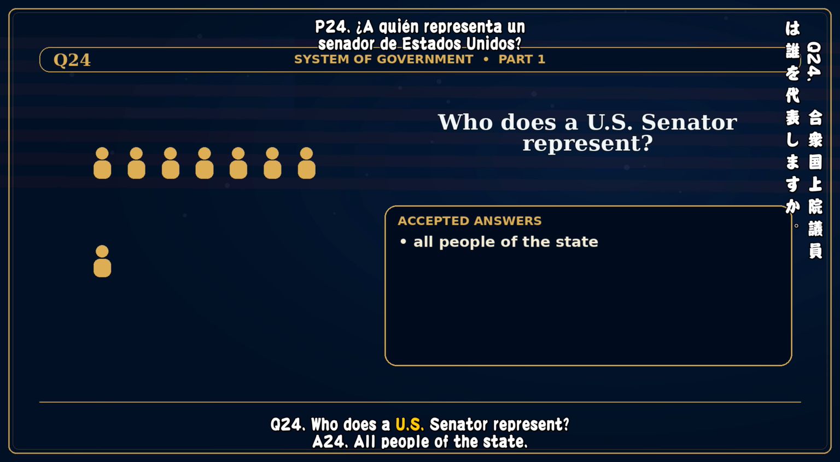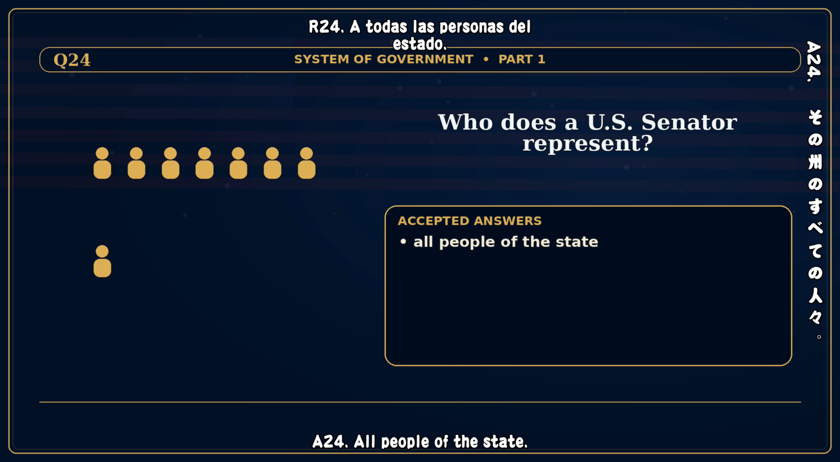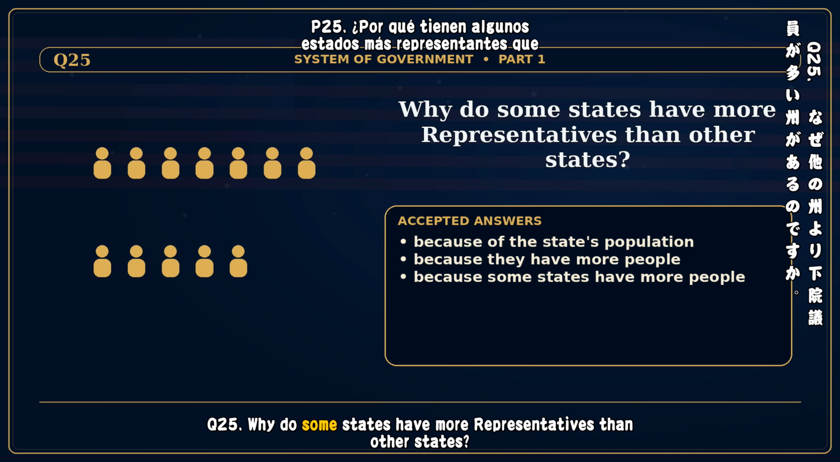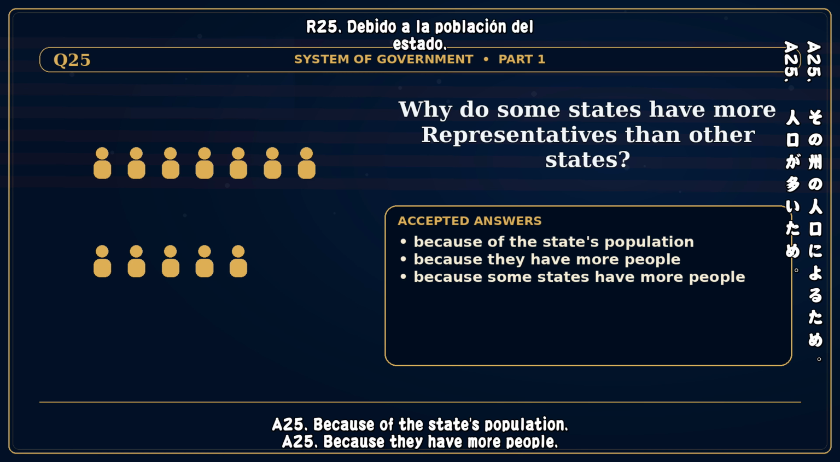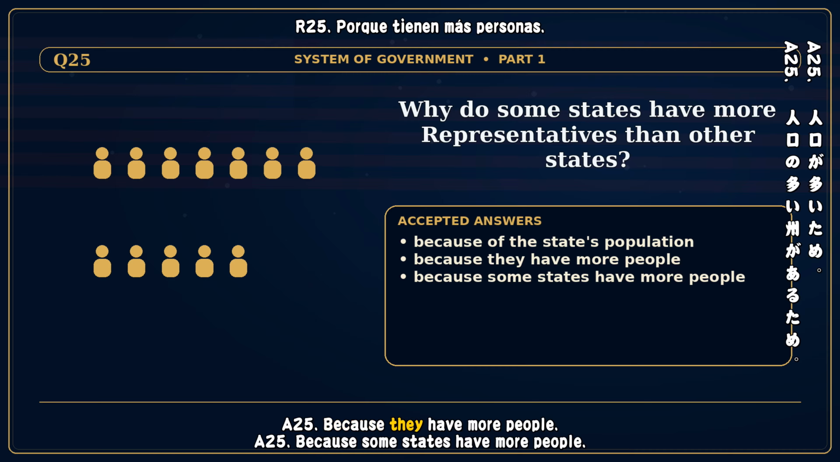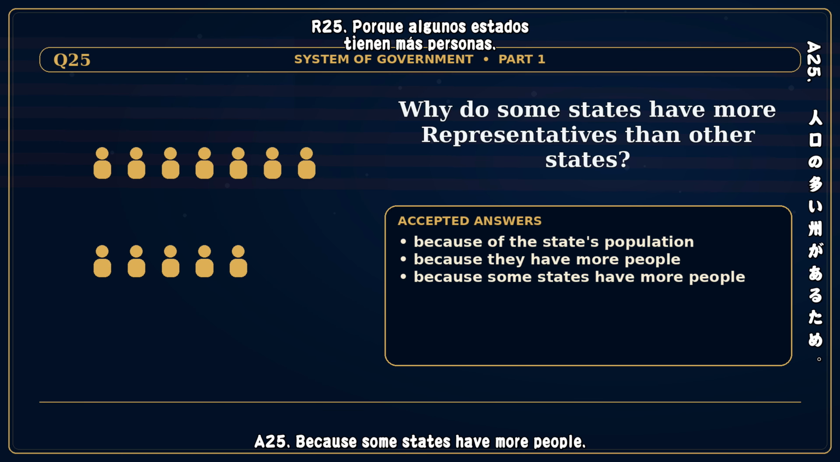Who does a U.S. senator represent? All people of the state. Why do some states have more representatives than other states? Because of the state's population. Because they have more people. Because some states have more people.